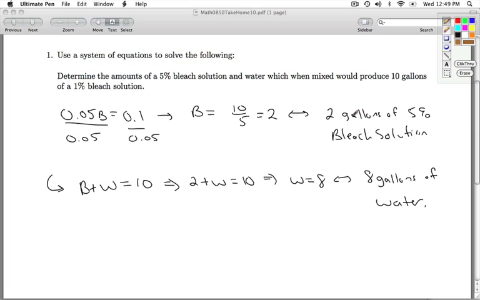So if we mix 2 gallons of the 5% bleach solution with 8 gallons of water, we should get 10 gallons of 1% bleach solution. And we can go ahead and check that. 2 plus 8 certainly does give you the 10 gallons, and the only bleach is coming from this. So if I take 2 times 0.05, I get 0.1, which is the amount of bleach in that solution.